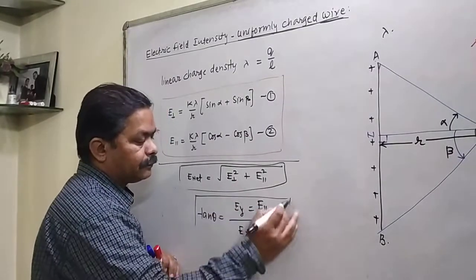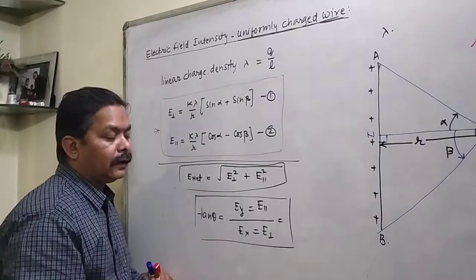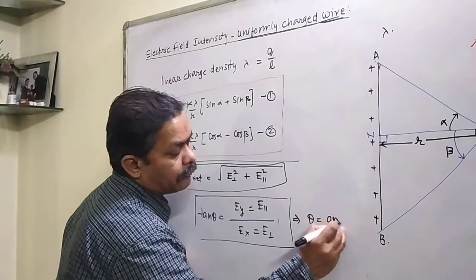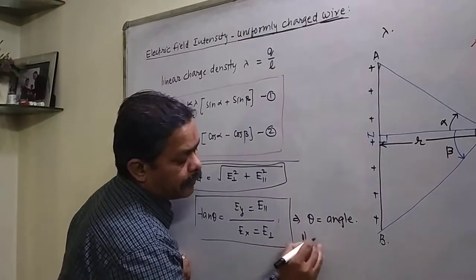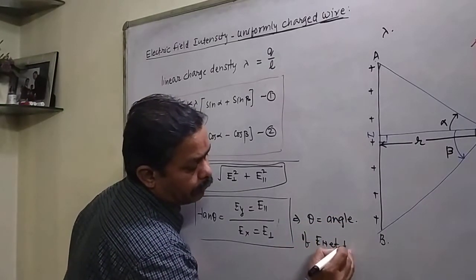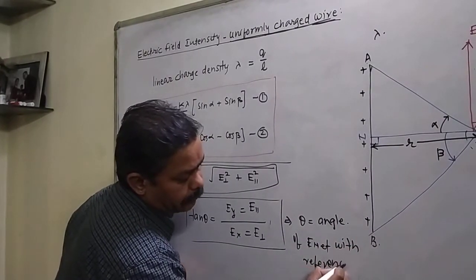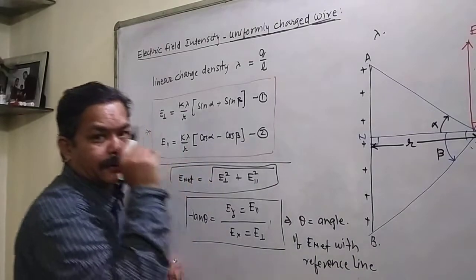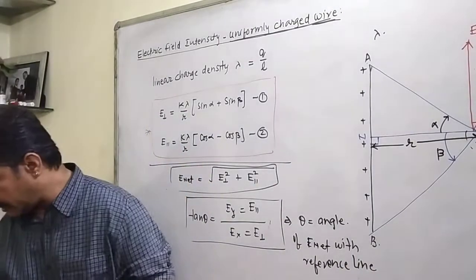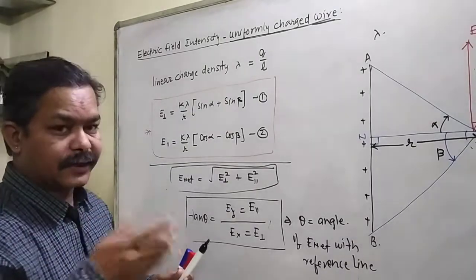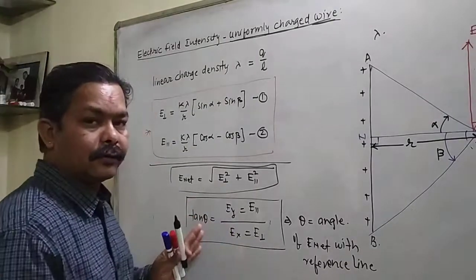So from here you can find out the angle. This theta is the angle of E net with the reference line. This is the resultant electric field. Now there is one more case that we normally see in the problems. Okay, you got it here.